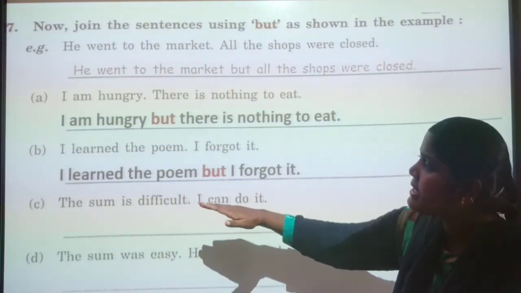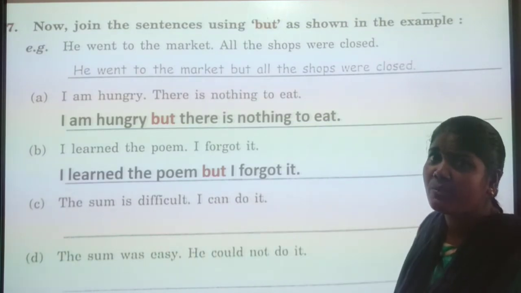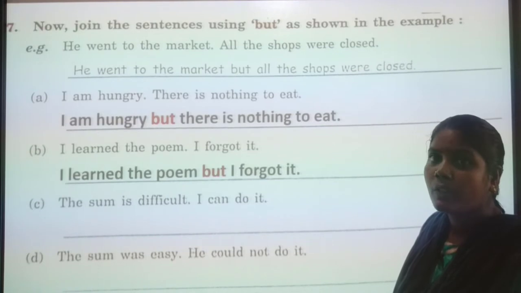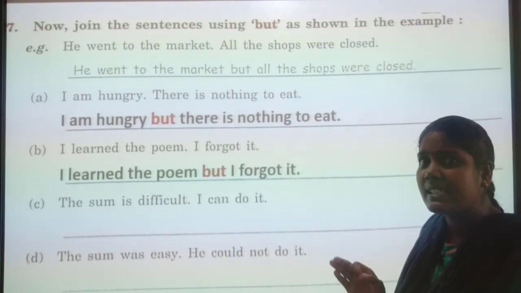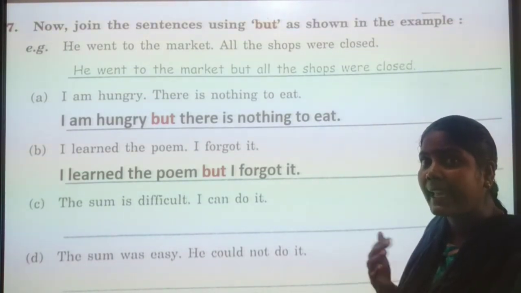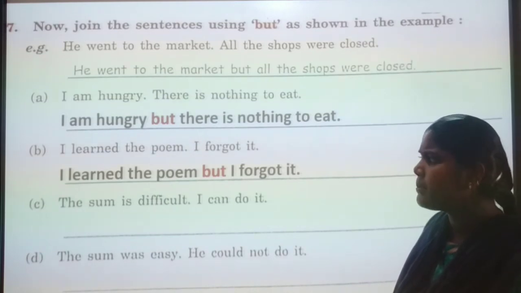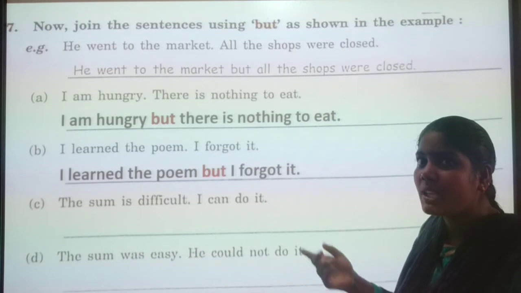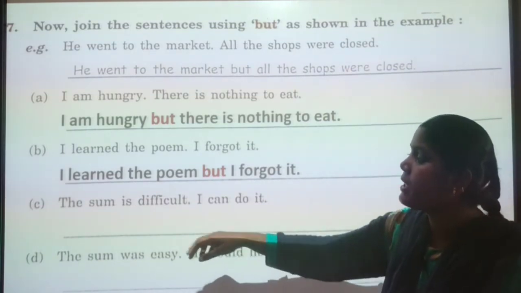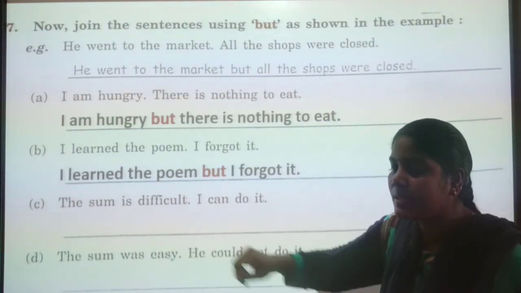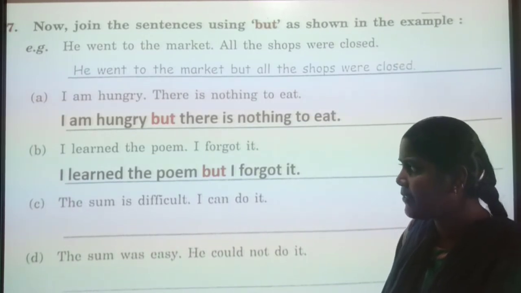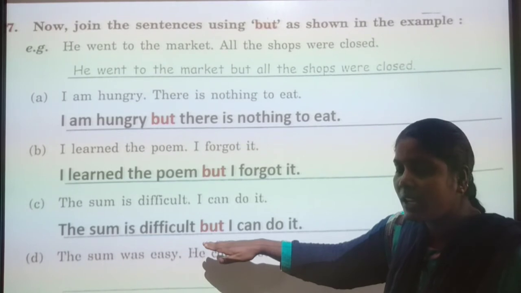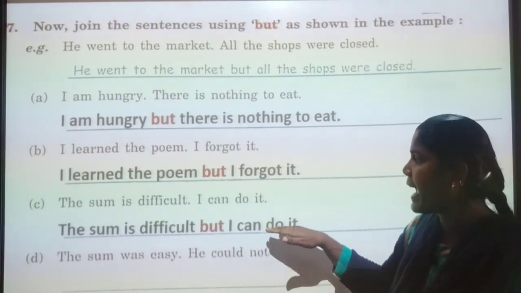The sum is very difficult to solve. I can do it, but it is very difficult. The sum is difficult. I can do it. What is this? Something is missing, no? Yes, here the conjunction is missing. The sum is difficult, but I can do it.